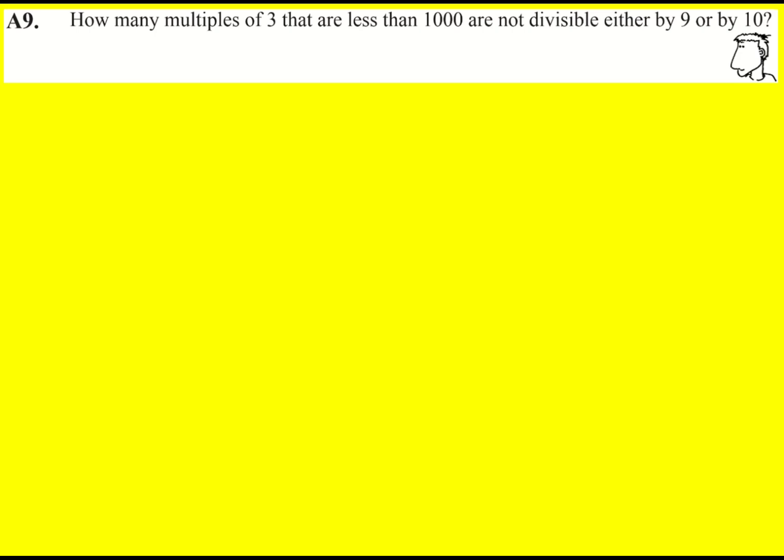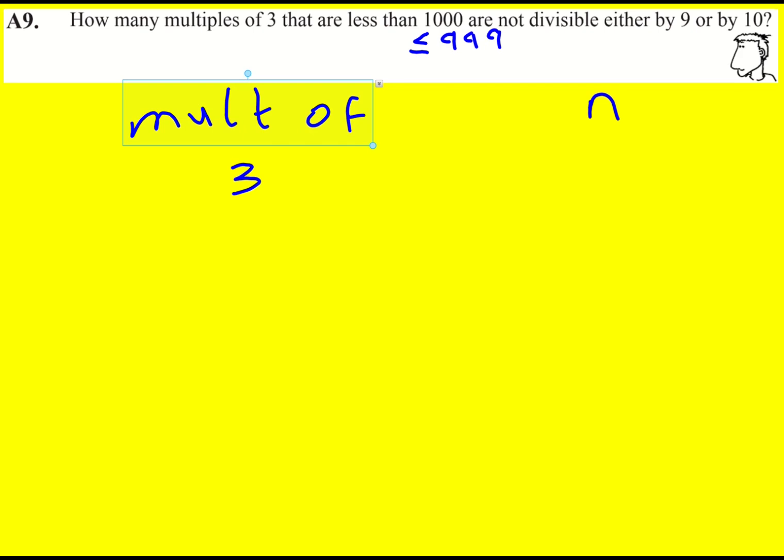How many multiples of 3 that are less than 1,000 are not divisible either by 9 or by 10? So less than 1,000 also means less than or equal to 999. So let's work through this carefully. We've got multiples of different numbers and then the amount that we have. So, the number of multiples of 3 to start with.